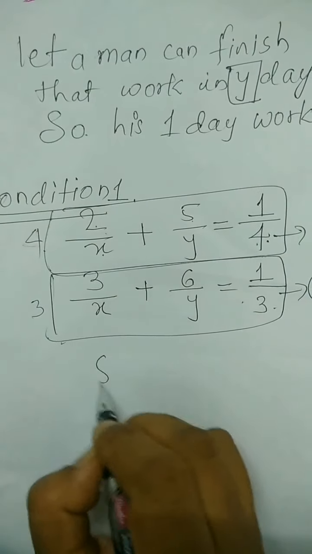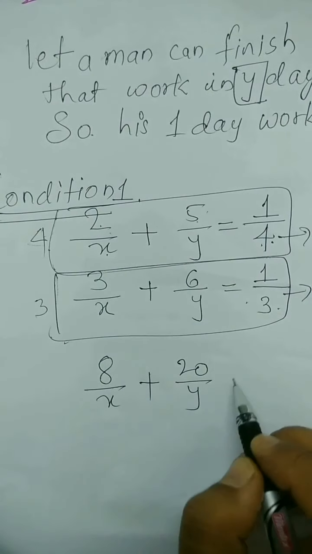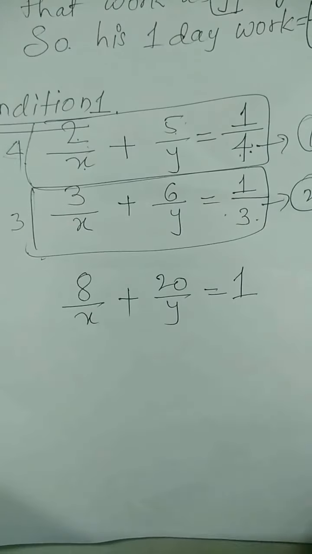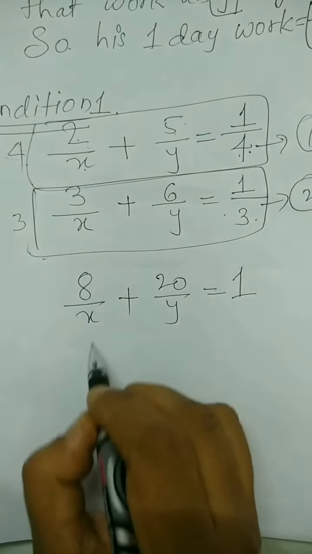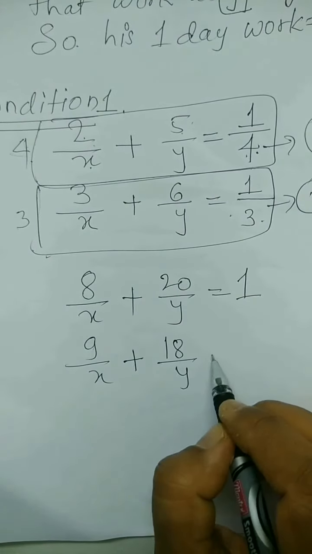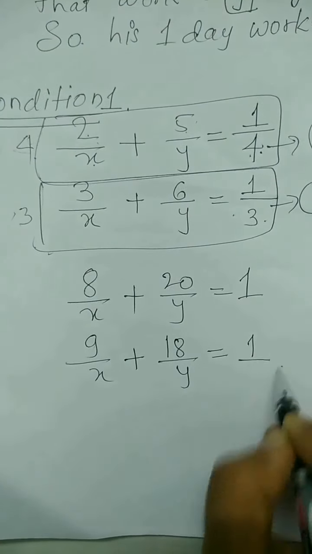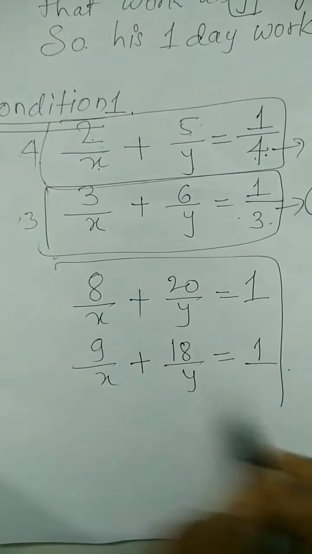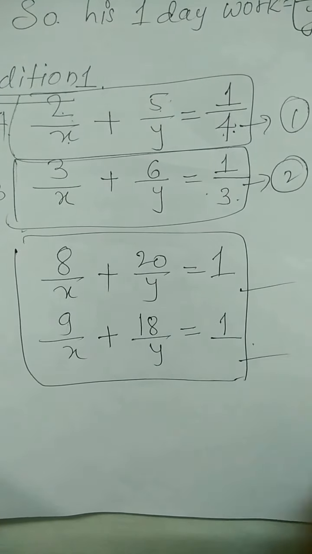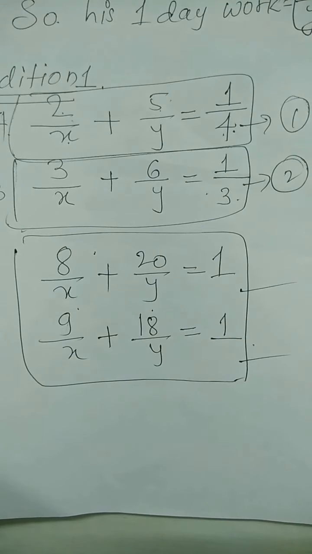4 2s are 8 by x plus 4 5s are 20 by y equals to 4 into 1 by 4 will give you 1. Now multiply this by 3. 3 3s are 9 by x plus 3 6s are 18 by y equals to 3 3 will get cancelled. You'll get 1. Okay, so these are the two equations. Solve them by substituting the value of 1 by x and 1 by y as a and b.